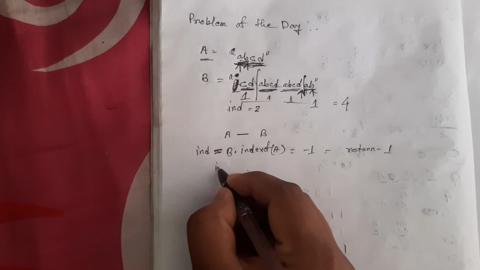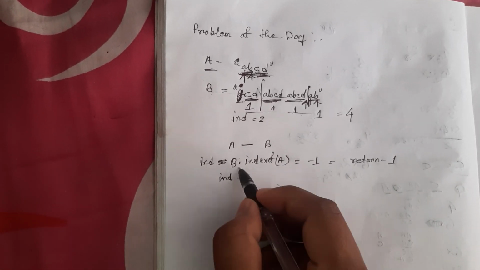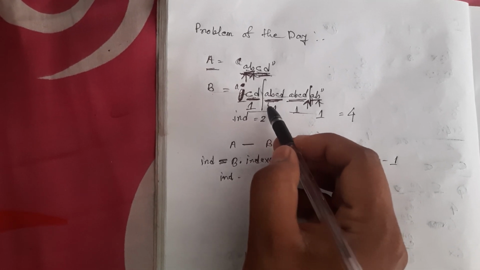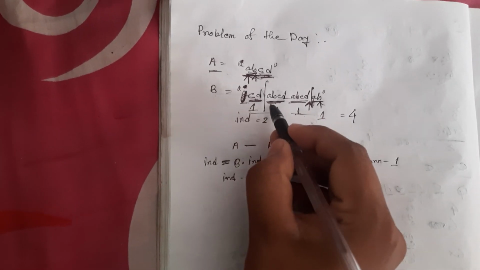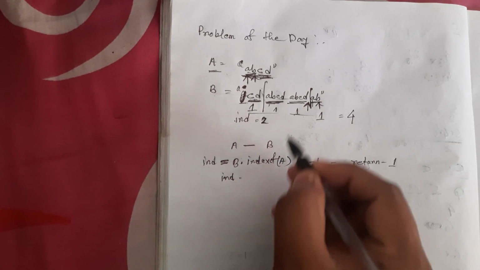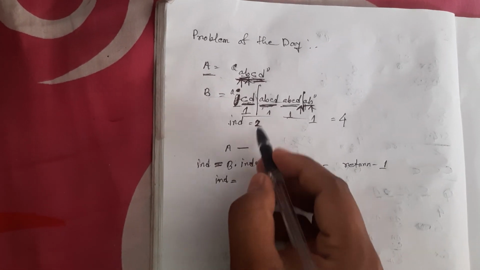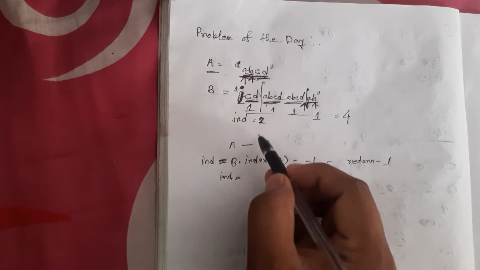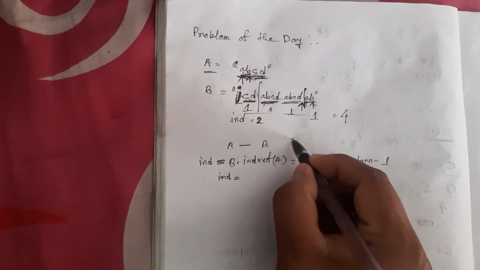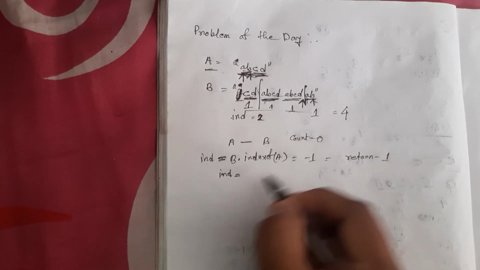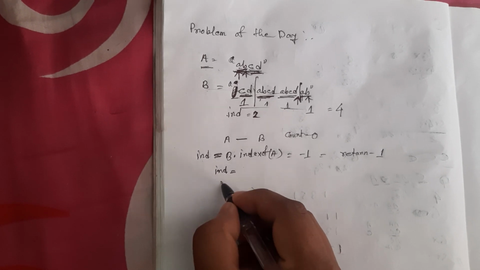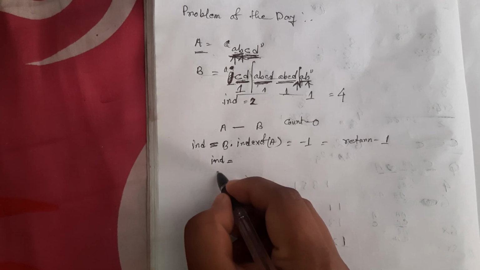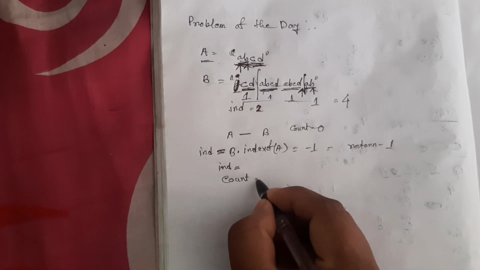The b dot index of operator will return the index of the first occurrence of a. So in that case here the index is 2. If the index is not 0, that means it is not the starting point. In that case count is initially 0, so if index is not 0, we need to increase the count by 1, because for this we need to just count one string. So we will do count plus plus.